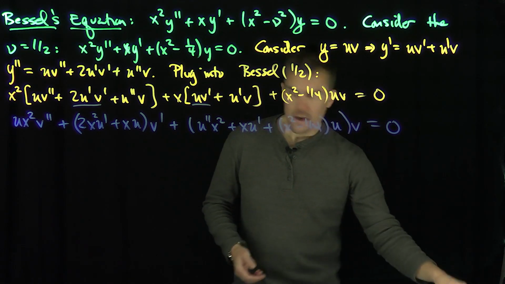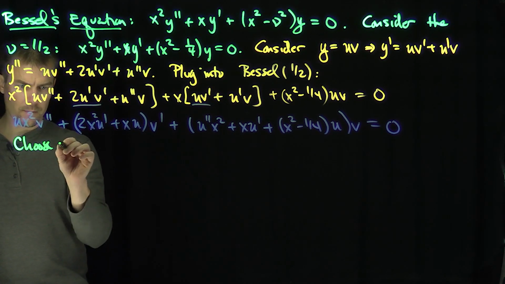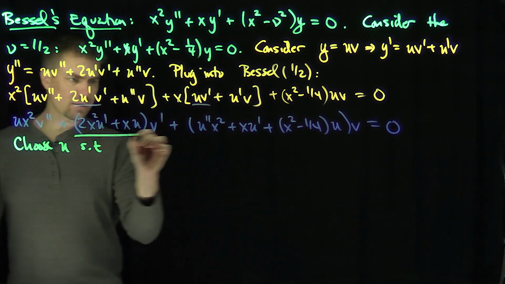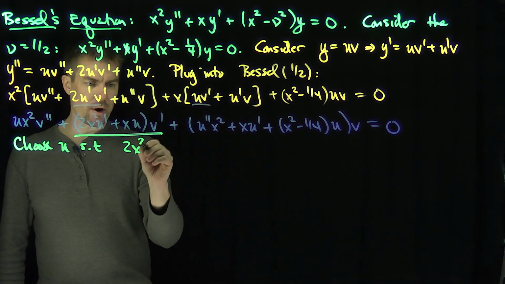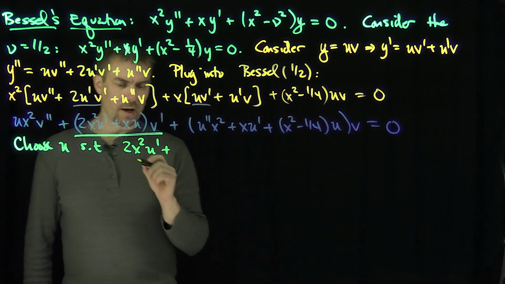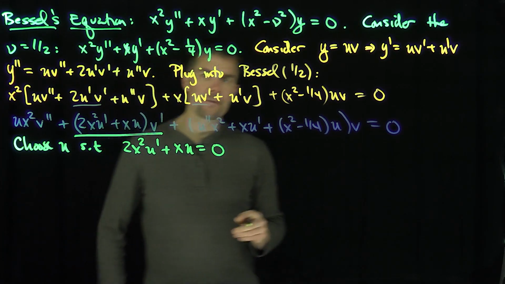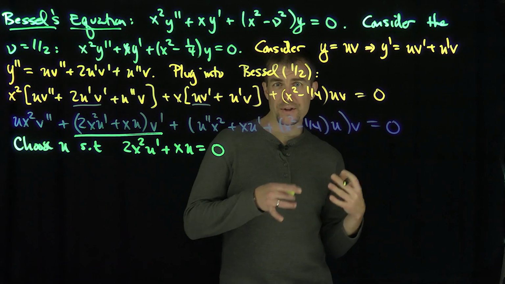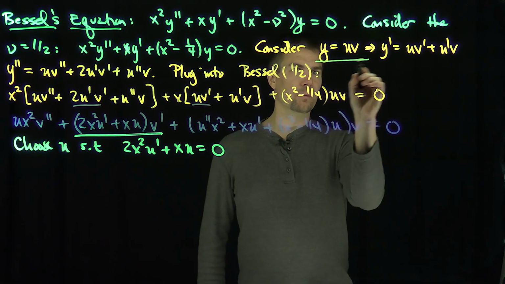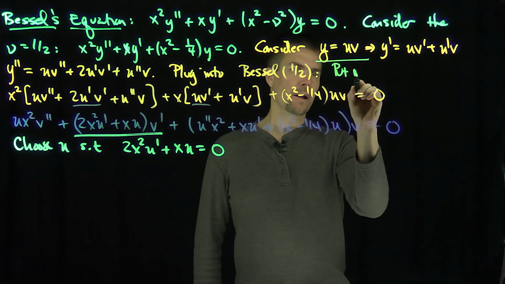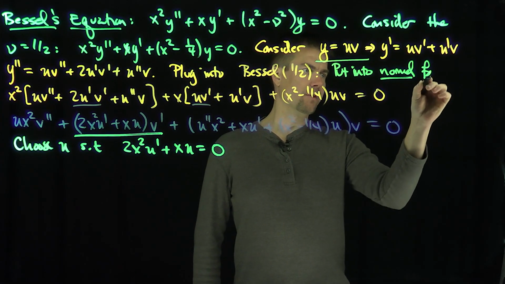And so our objective now is I'm going to choose u such that this term over here is 0, right? So I'm going to choose u such that 2x squared u prime plus xu is equal to 0. And from previous videos, remember this is called putting the equation into normal form, which we've discussed in previous videos.